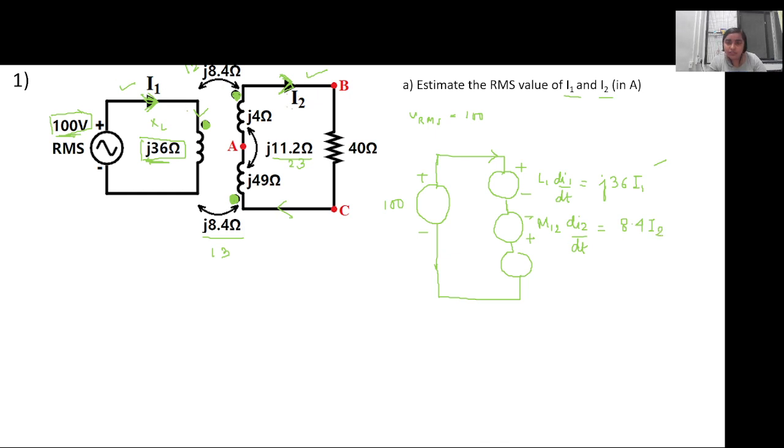Ma'am, you wrote L1 di1 dt is equal to J36 I1, right? Why did you not write di1 by dt? So the thing is, we are converting the time domain circuit, like L di by dt, into the frequency domain. That is L j omega I. We are converting the time domain circuit to frequency domain.